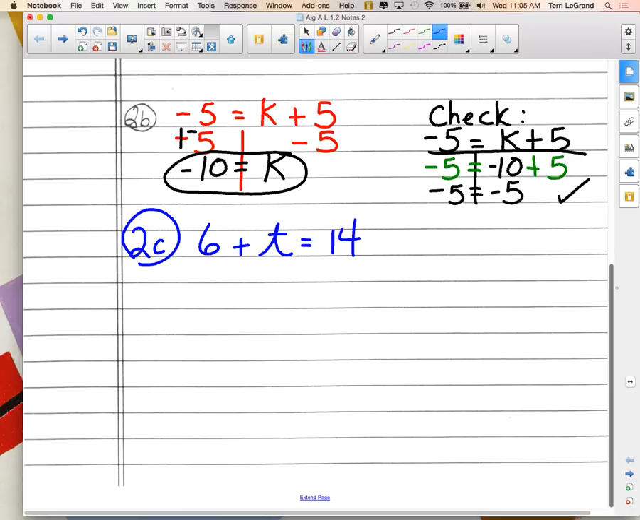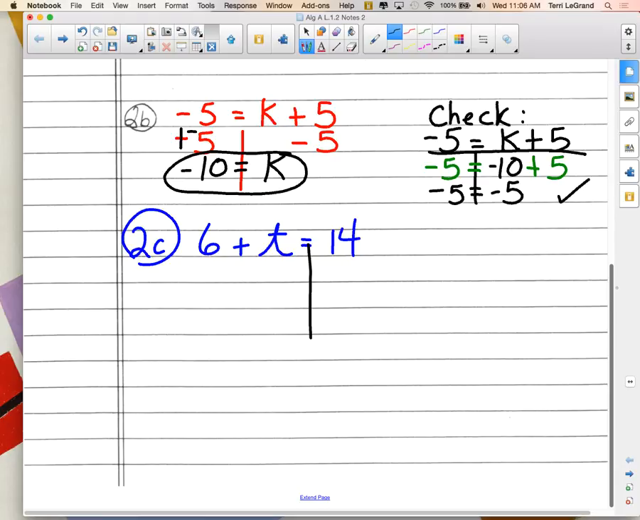Okay, notice what variable they used. What variable did they use? T. And what is a T? What could that very easily be mistaken for? A plus sign. So what you want to do is try to make your T some way that it's not going to look like a plus sign. Like I like to write mine cursive, like with curvies. Okay, now we're going to solve this.